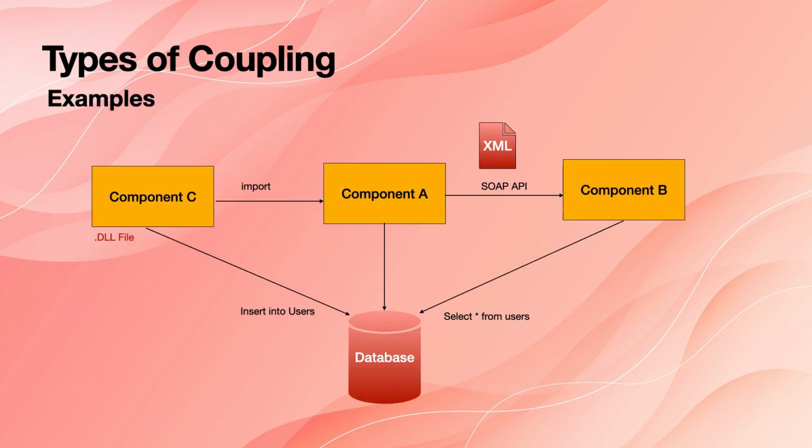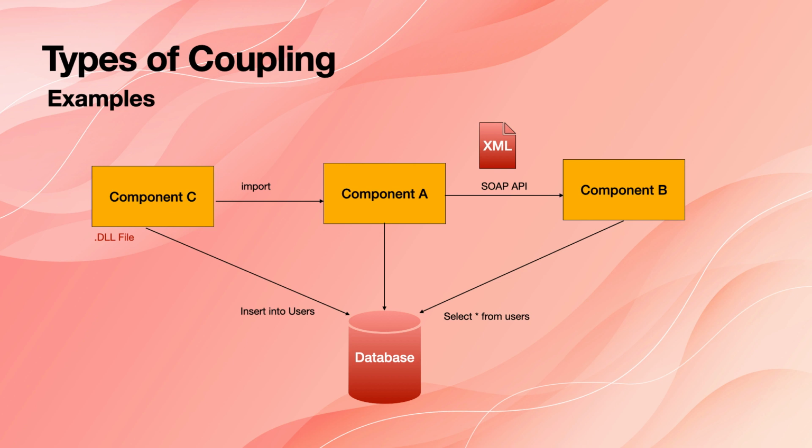So this is one example of some of these couplings. It doesn't cover everything. What we see is one software system. The whole thing belongs to one software system, and there are three components of that software system: component A, component B, and component C. As you see, all these three components are using a shared database.